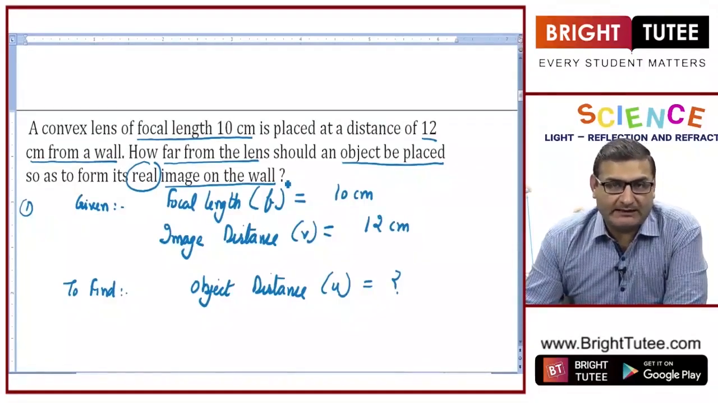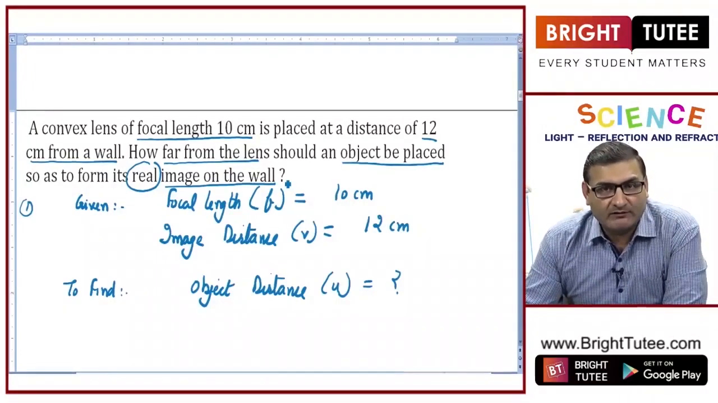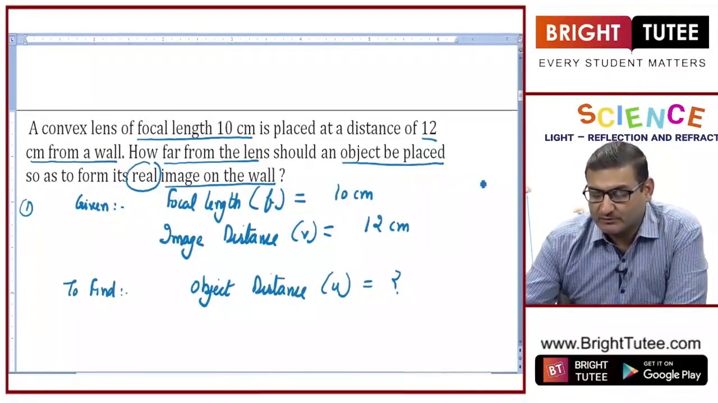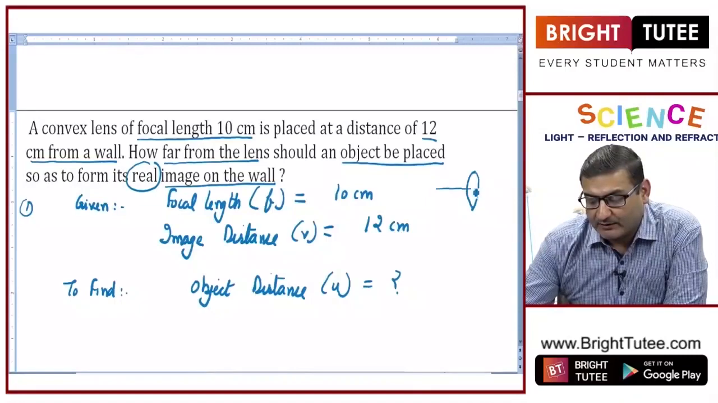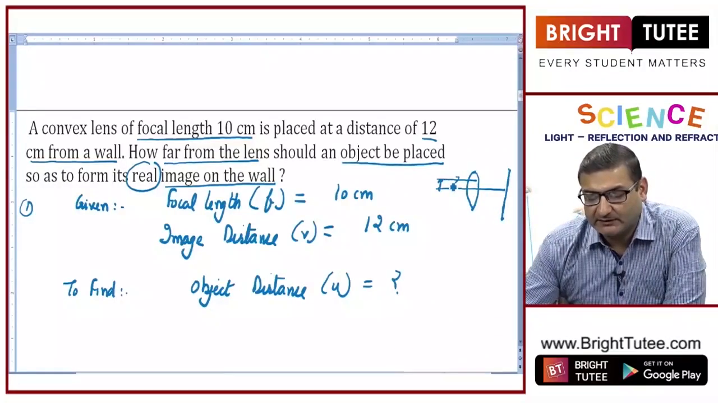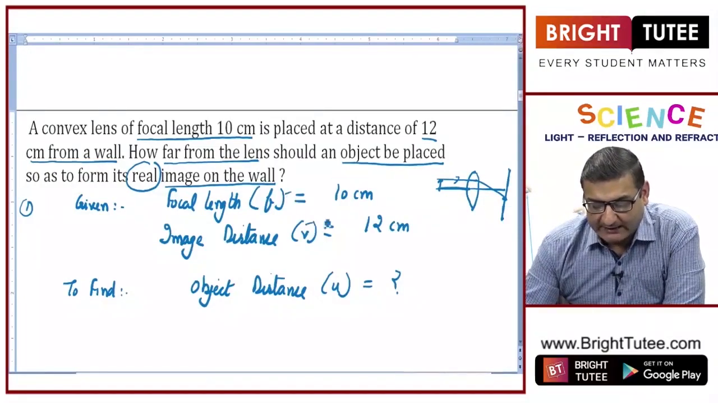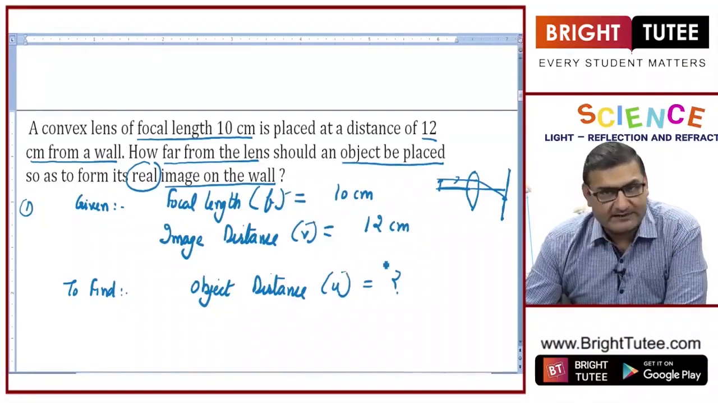If we remember our ray diagrams, the position of object and the position of image, we need to recall that whenever there was a real image formed by the convex lens, it was always on the right hand side or behind the lens. So if I take the lens, then the wall must be placed here somewhere. The object is kept in front, and we need to calculate the object distance so as to form an image on the wall. Got it? Now we are given focal length and image distance. We need to find the object distance.